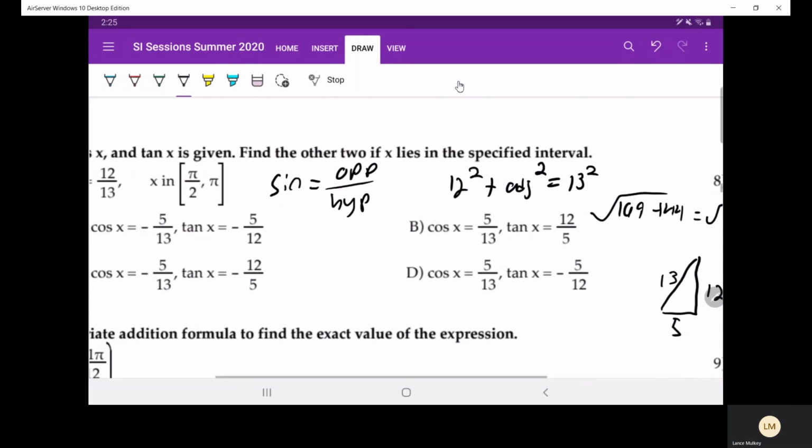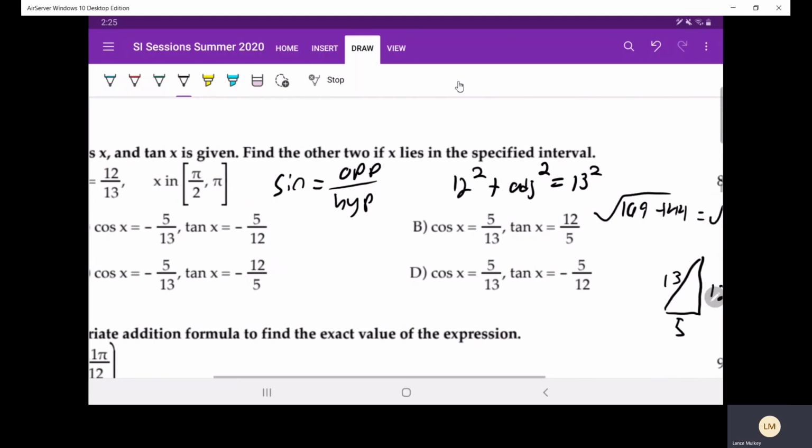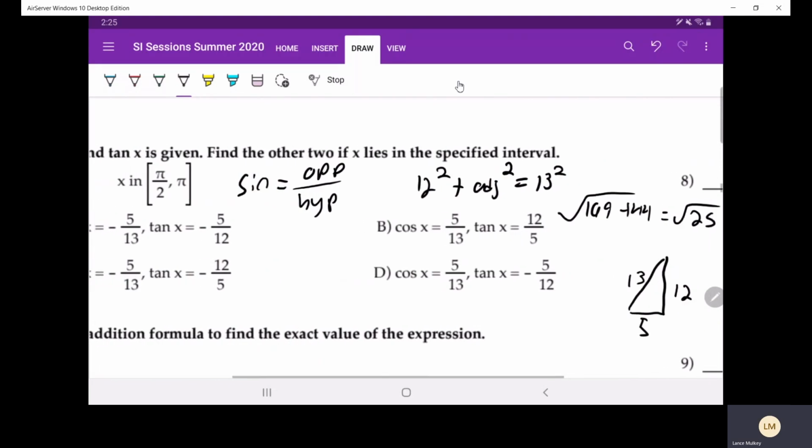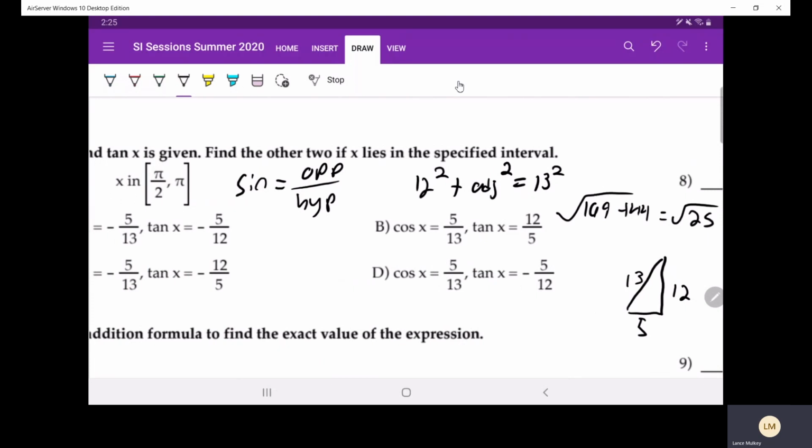So sine equals 12 over 13. Cosine will equal 5 over 13 because it's adjacent over hypotenuse, and tangent will equal 12 over 5. And I'm assuming they're all positive.